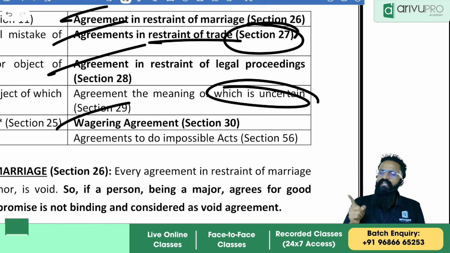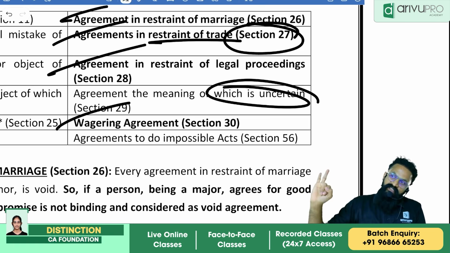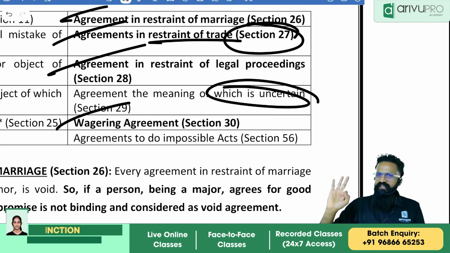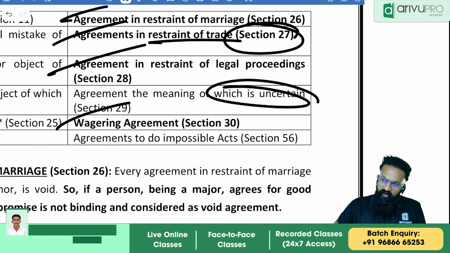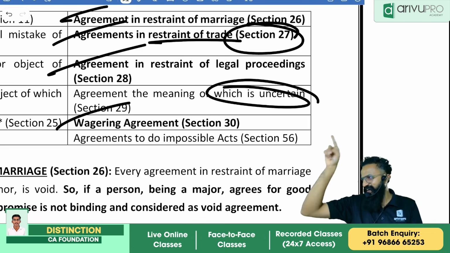Contract similar to wager but still valid. What were those? Chit fund, share market, game of skill, prize, skill and competition. Next one was contract of insurance. Now we saw the difference between contract of insurance and wager. We saw it in the insurance contract, if you remember.